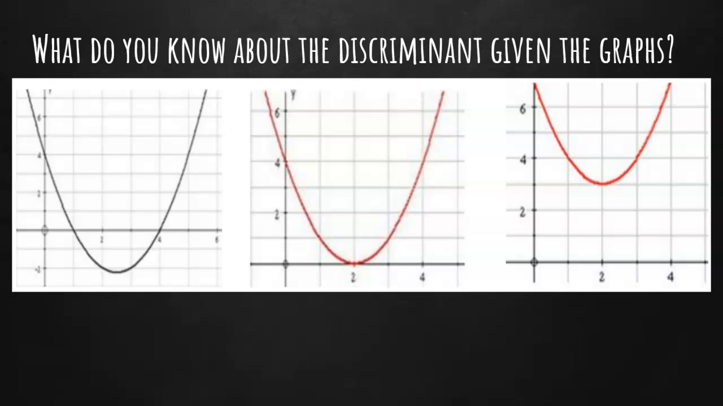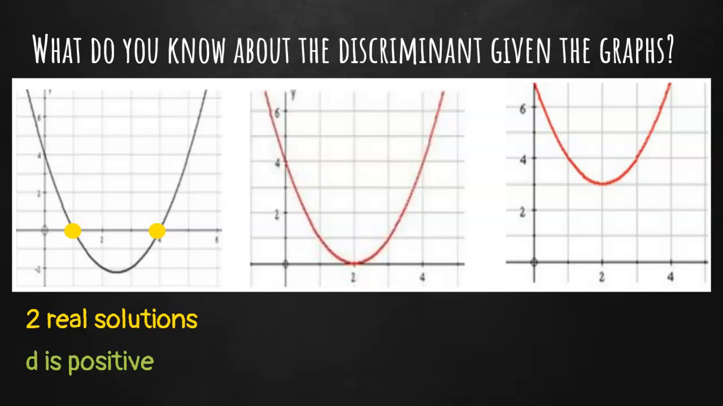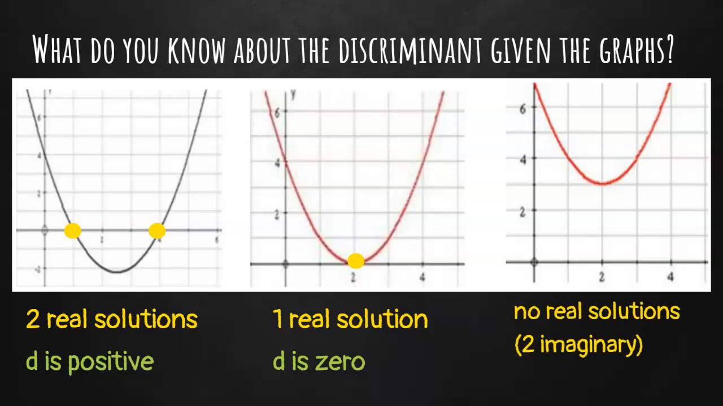So what do you know about the discriminant given these particular graphs? Now the graph on the left has two real solutions, as you have two x-intercepts. So I know that my discriminant is going to be a positive number. Now the graph in the middle has one real solution because it has only one x-intercept, which means that the discriminant is equal to 0. The graph on the right has no real solutions, or two imaginary solutions, because it does not have any x-intercepts. So I know that my discriminant is going to be a negative number.